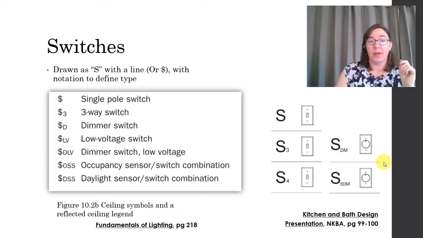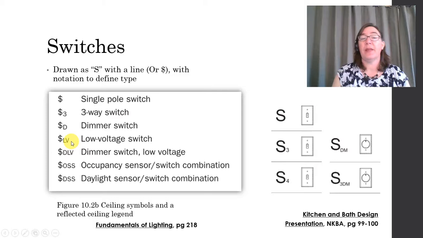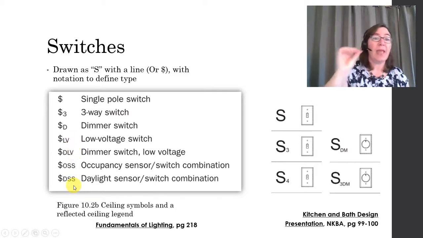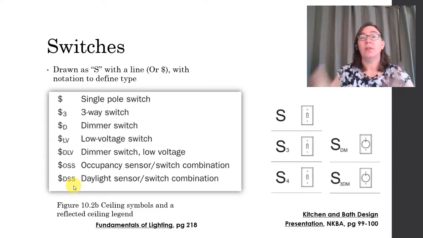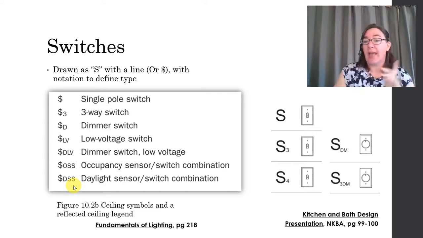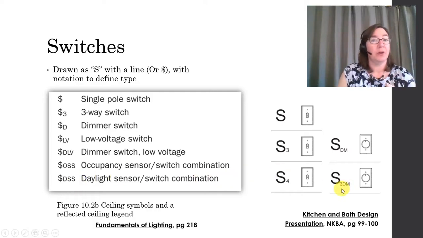Here's your standard single pole switch. That's just your typical one switch. You can have a three-way switch. You can have a dimmer switch. And really, any of these different types of controls, you indicate with this tag. You can also layer these tags, and I put this example over here of a three-way dimmer.